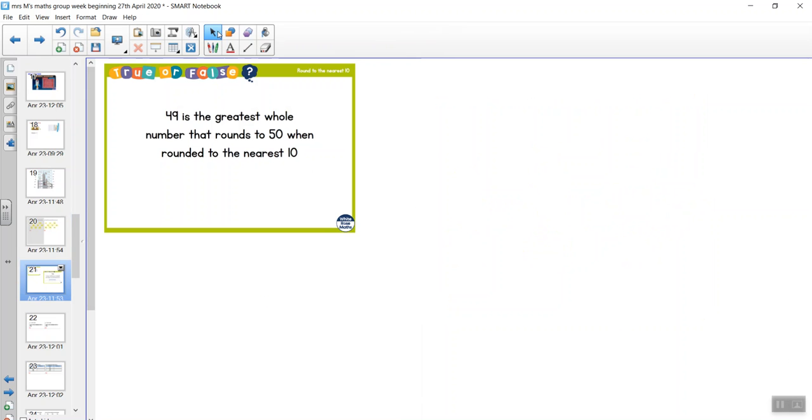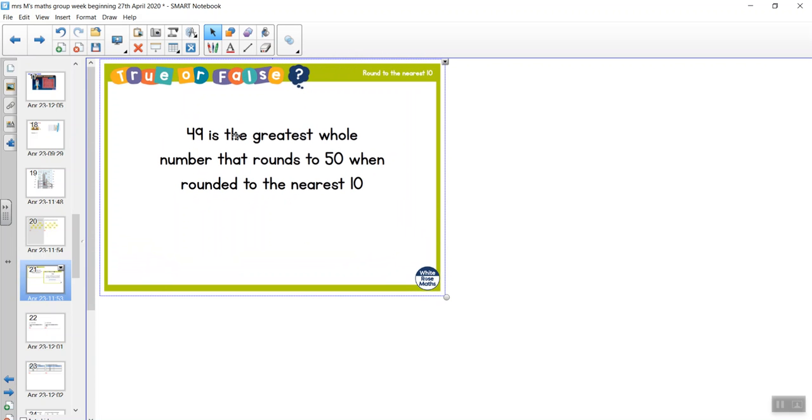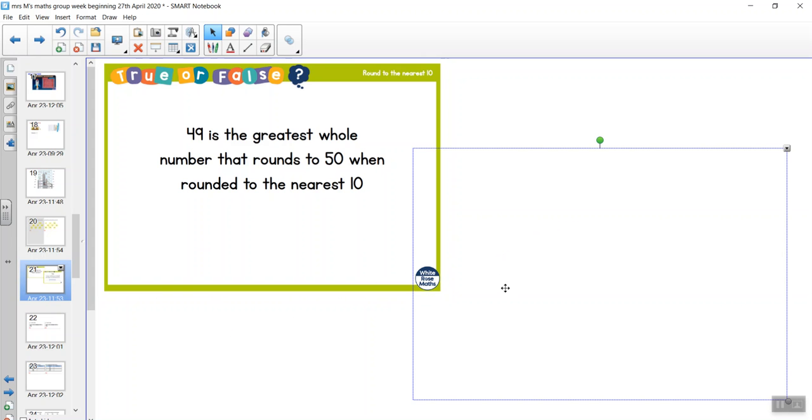Okay, we have a true or false here. Let's make that a bit bigger so we can see it. It says: 49 is the greatest whole number that rounds to 50 when rounded to the nearest 10. Is 49 the biggest number that would round to 50? Have a think. See how you got on.